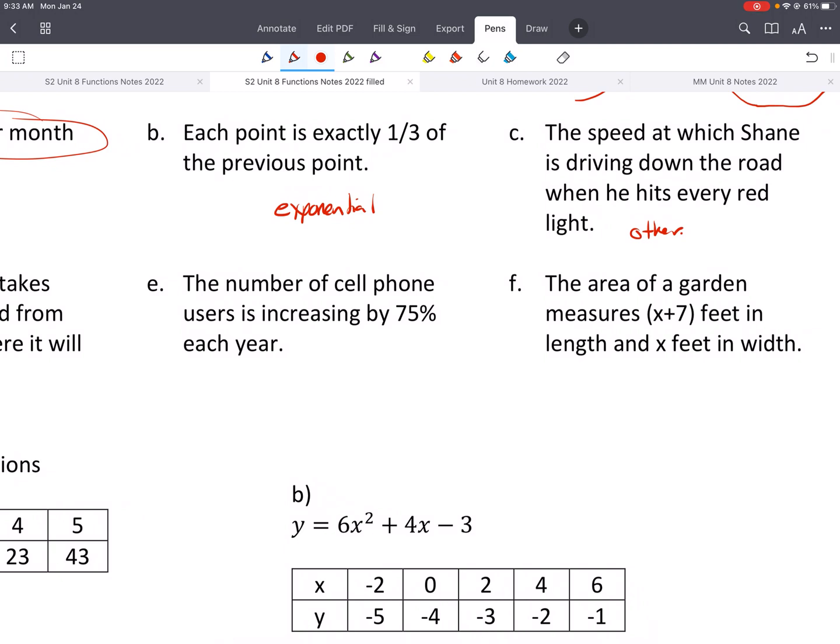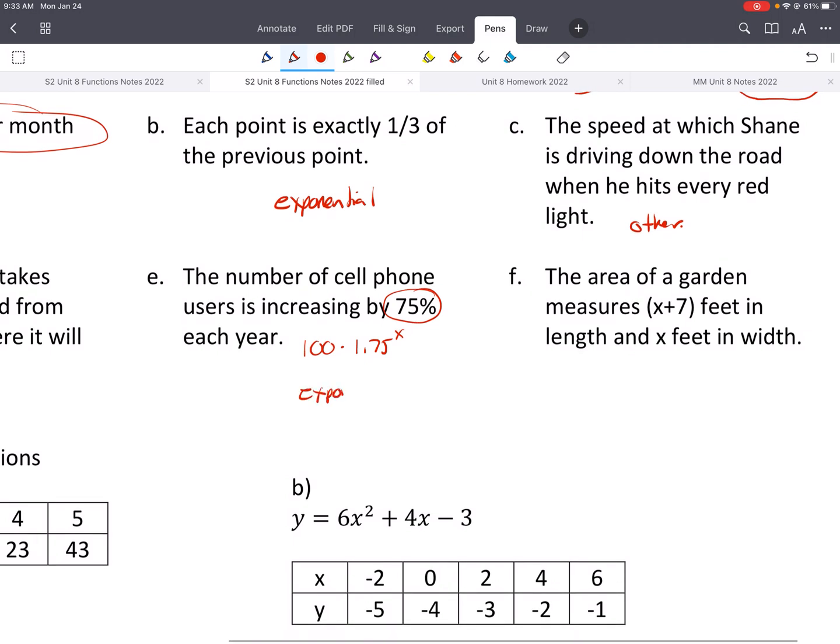The number of cell phone users is increasing by 75% every year. Okay, so this is a rate. If you're given a rate, then it's exponential. Maybe it started with 100 cell phones, and then it's increasing 75%. So the factor would be 1.75 to the x. So every year it's being multiplied by 1.75. So exponential.